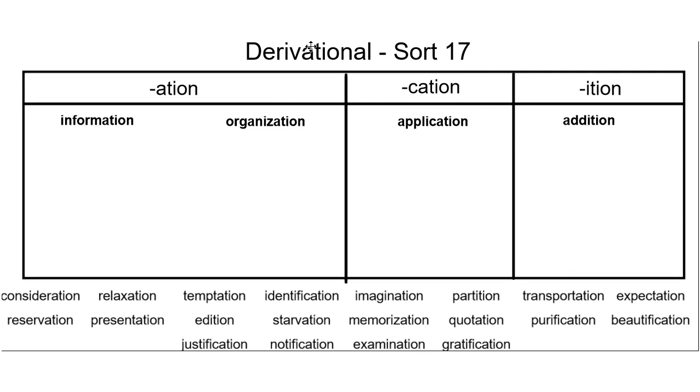Hello friends, today we are working on derivational sort number 17. This sort focuses on adding the suffixes ation, cation, and ition to base words. Let's get started by sorting our words based on the suffix that's provided.